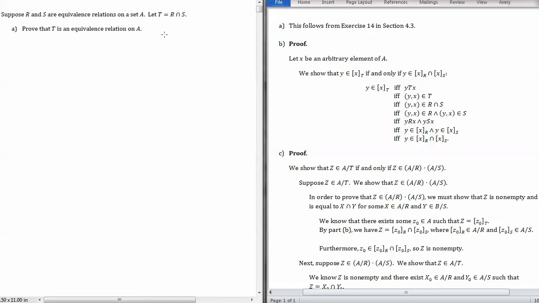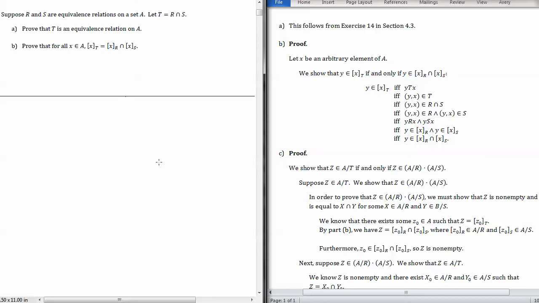And then you might want to verify that T is actually a relation on A to begin with, but that's pretty clear because we know that R and S are both subsets of A times A, right? And so it stands to reason that their intersection is also a subset of A times A. You could prove that pretty easily if you wanted to, but that's how you get that T is in fact a relation on A, and then, like I said, the rest of the equivalence relation proof would follow from exercise 14 in the previous section.